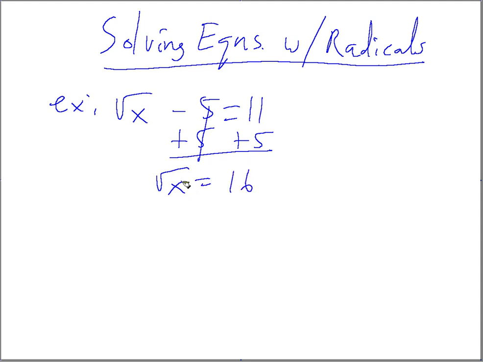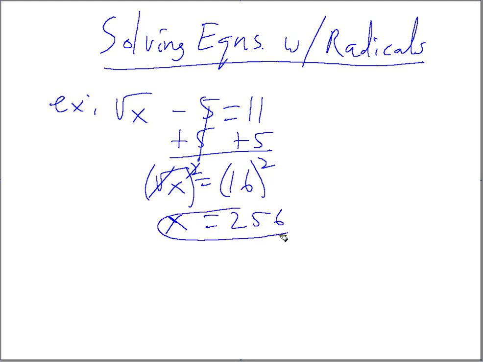And then to get rid of the square root, we simply take it to the second power. So raise both sides to the second power, to the power of 2. So square both sides, basically, because squaring and square rooting will get rid of each other. They cancel each other out. So you have x left over equal to what? Well, just punch it into the calculator. 16 squared, 256. So that will be the solution.